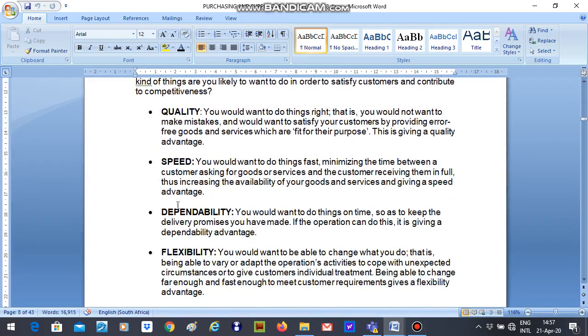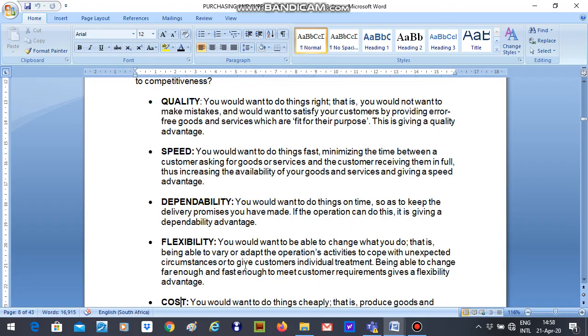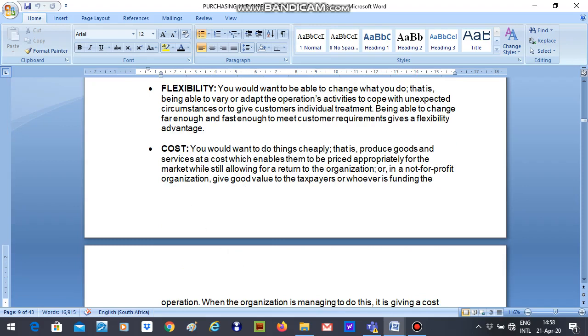I want us to look at what we call the 5 performance objectives. We have quality, which is you'd want to do things right. In other words, it's a performance objective that when you embark on, you are quality oriented. Then speed, you want to do things fast. You are speed oriented, or you are at a speed advantage. Dependability, you would want to do things on time. Everyone should know that you are dependable. And then flexibility, you want to be able to change what you can do. That means you are flexible enough to change to any new trend. Cost, you want to do things cheaply.